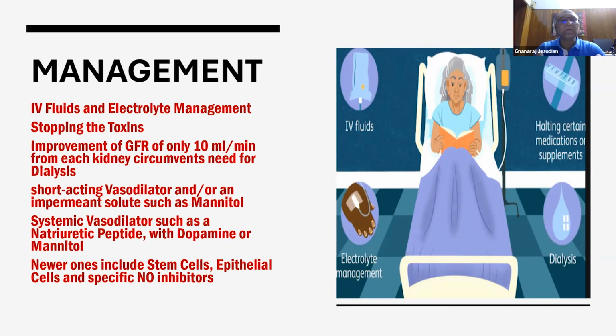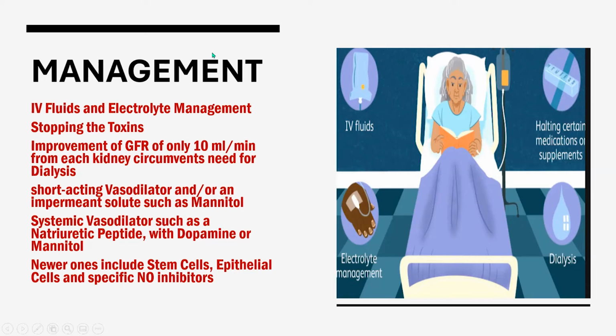And one of the recent findings is that if you give a short-acting vasodilator and solutions like mannitol, this increases the renal blood flow. And of course, there are many newer studies which show that you can give things like stem cells, epithelial cells, and specific nitric oxide inhibitors, which will improve the renal failure if there is a pre-renal failure.